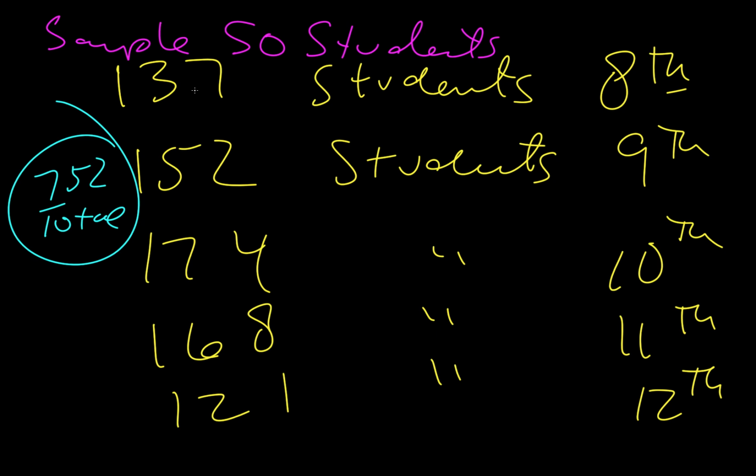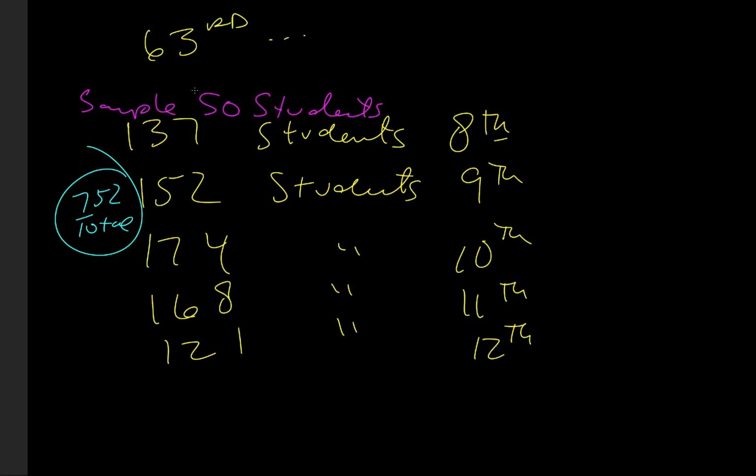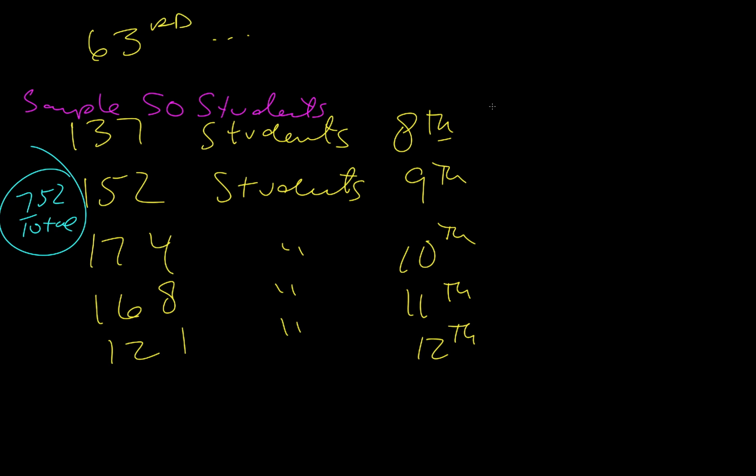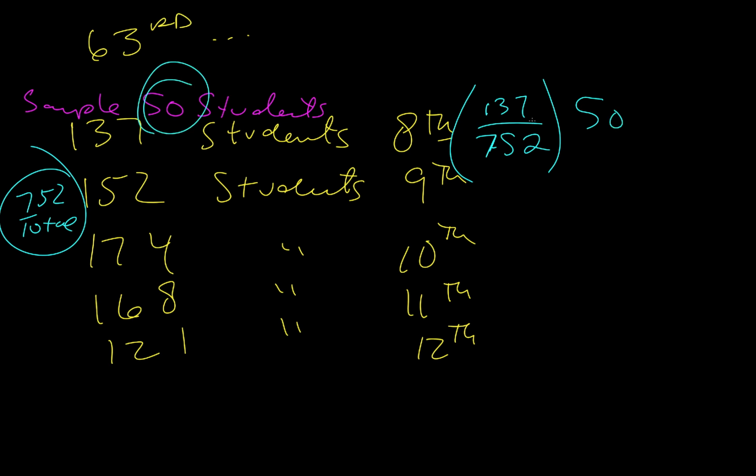And so what we're going to do is take 137 divided by 752, and then we're going to times that by 50, because we want to sample 50 students. This helps us find the percentage of the students. And then if we take the percentage of the students and times it by 50, or the total number of students that we want to sample, that's going to tell us how many students we need to pull from that grade.